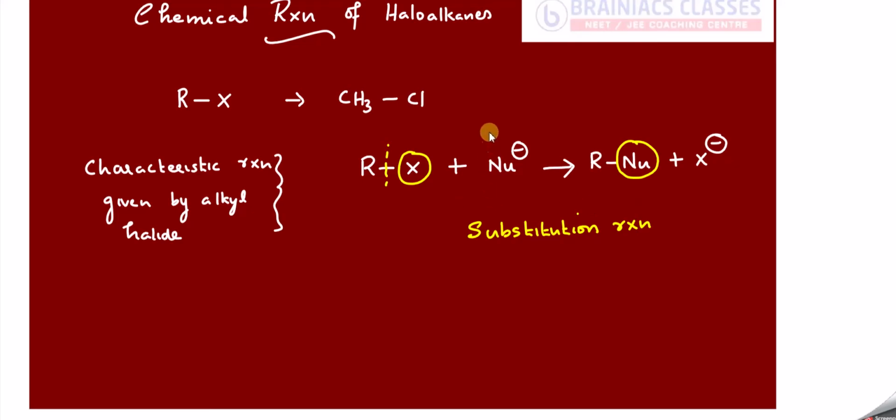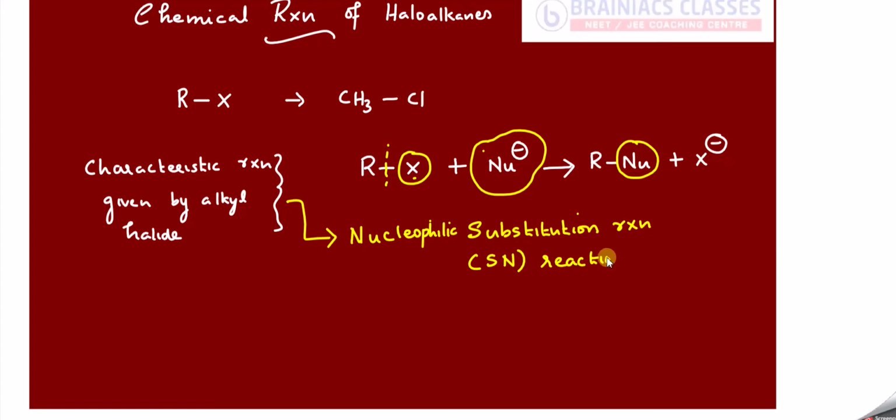Next question is, who is substituting that? Instead of X, who is coming here? A nucleophile is coming here. So I can say this is a type of nucleophilic substitution. We can say the characteristic reaction of alkyl halide is nucleophilic substitution. It is also called SN reactions.